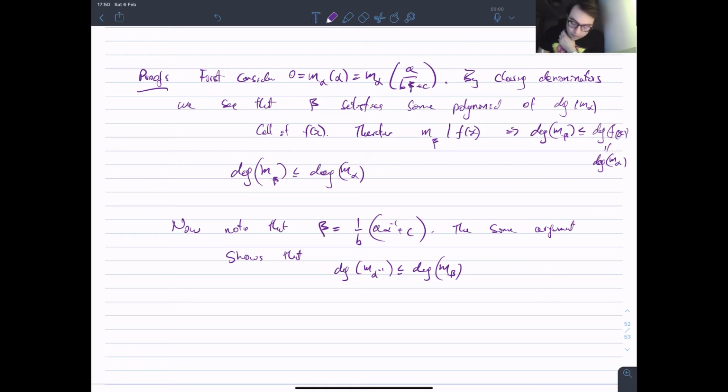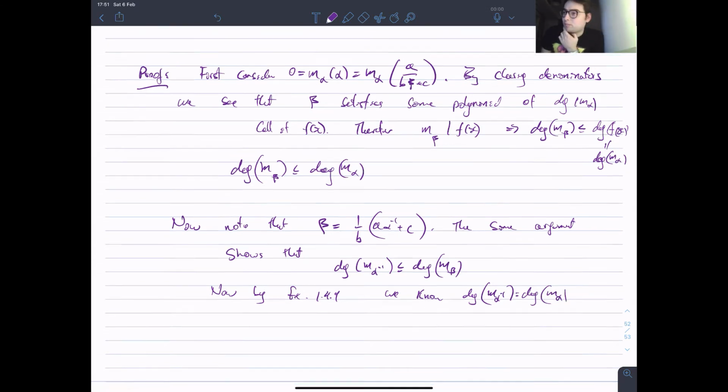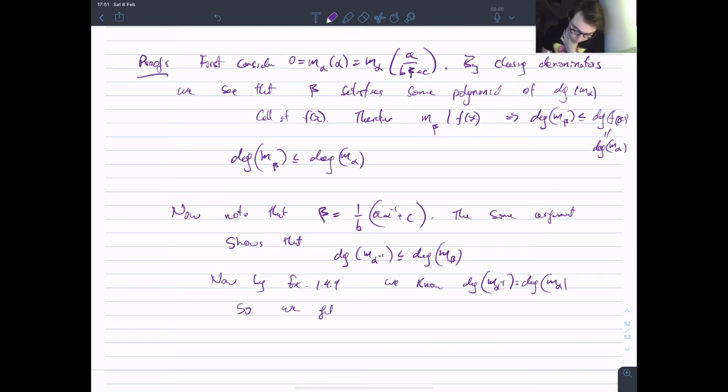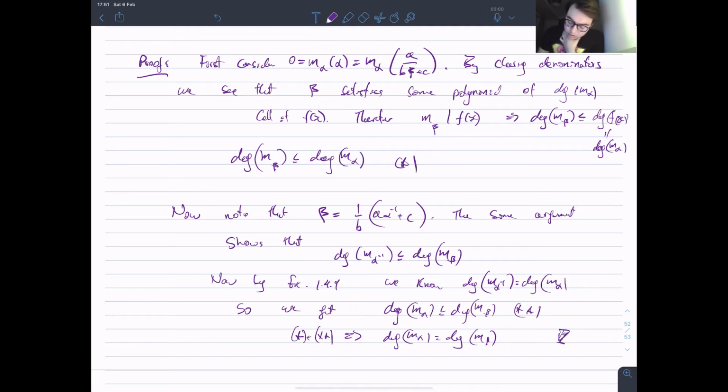And now there's an exercise that was in the lecture notes. By exercise 1.4.9, we know the degree of m of alpha inverse is the same thing as the degree of m alpha. This exercise just asked you, given the polynomial for m alpha, to find the polynomial for m of alpha inverse. And so we get the result. We get degree of m alpha is less than or equal to degree of m beta, and combining the two things, you get the degree of m alpha equals the degree of m beta, and this is the result. Okay, so this is just a small lemma, but it's going to show up in a minute.